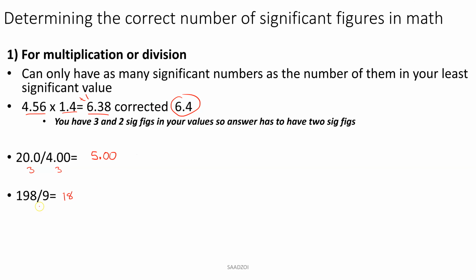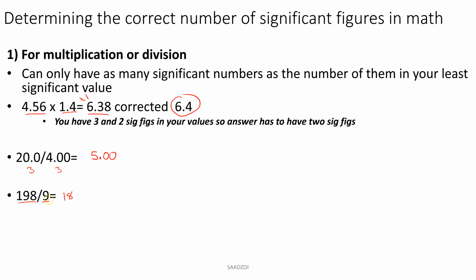So 9, that's 1, 2, that'll be 18. So how many sig figs can my answer have? Well, look at it. You have 3 here, 1 here. How many sig figs can your answer have? As many as your least significant value, which in this situation would be just 1. So that's not going to work. And I think I did the math wrong for this. So let's just do it real quick. 9, 28, sorry, not 18.